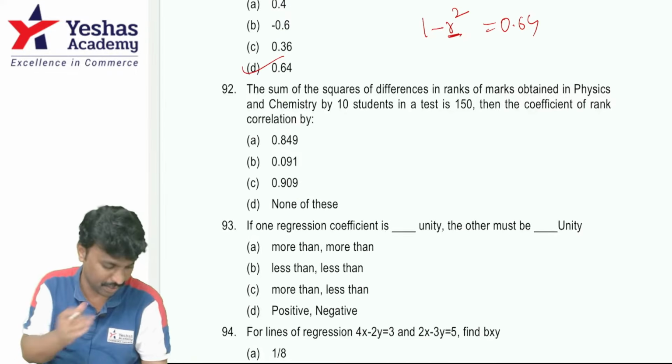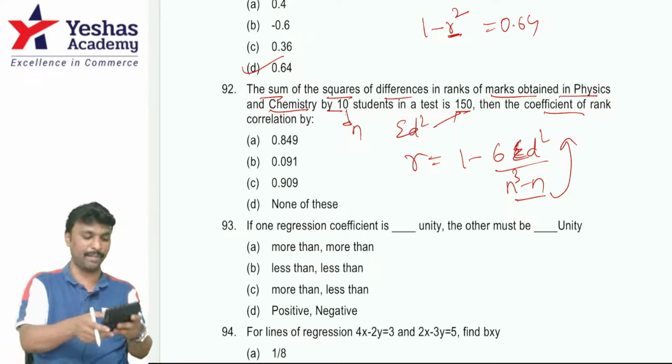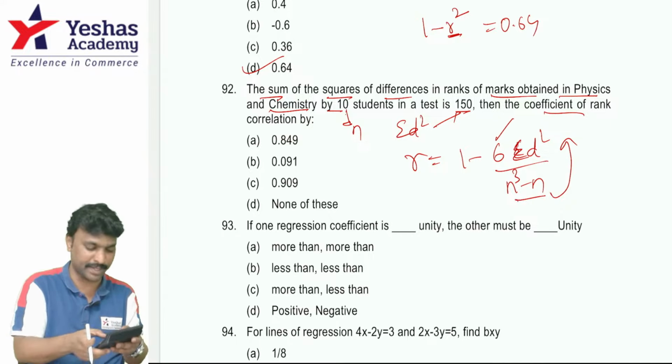Question number 92. The sum of the squares of the difference in ranks of marks obtained in physics and chemistry by 10 students in a test is 150. So summation d square is 150 and number of students is 10. N is equal to 10 and the coefficient of rank correlation. So it is R is equal to 1 minus 6 into summation d square divided by n cube minus n. Take your calculator. First of all, solve the denominator. N is 10. First of all, n cube. 10 into equal to twice, minus 10. Take this up. How do I take it up? Divide equal. First multiply 6 into 6.